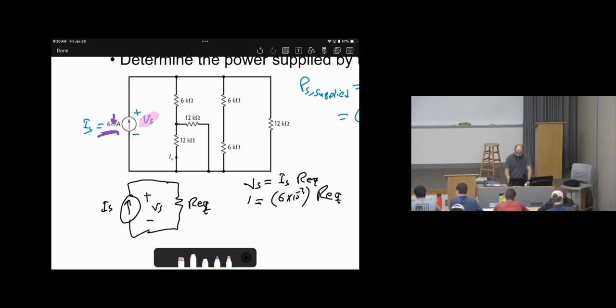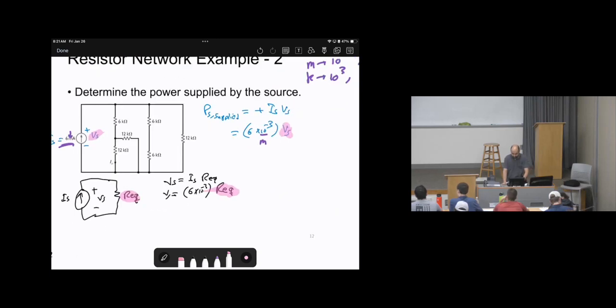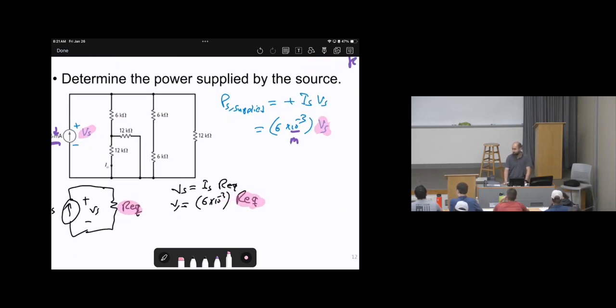Now the question has been transferred from calculating power to calculating V source, and now from V source to calculating R equivalence. So the only unknown that we have is R equivalence. How to calculate R equivalence? Redraw the circuit and label the nodes. And let's do it as usual. Okay? Does this make sense? Yeah.